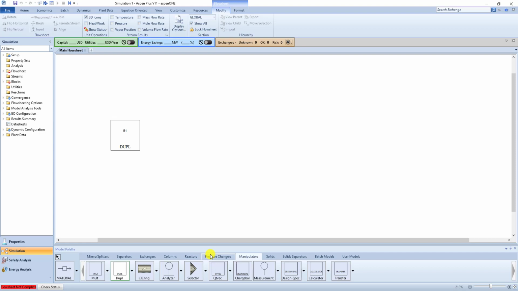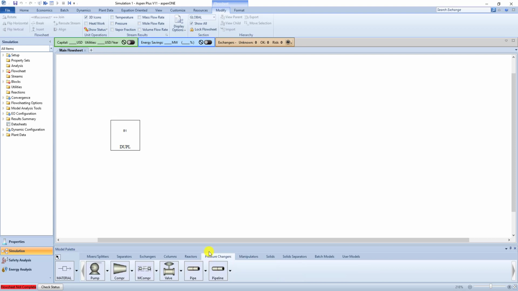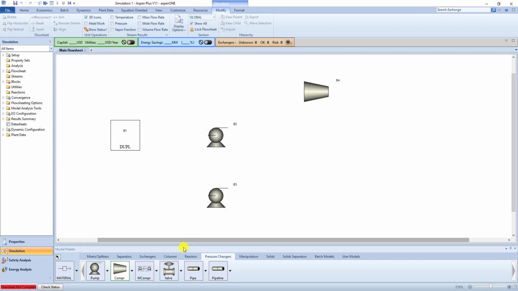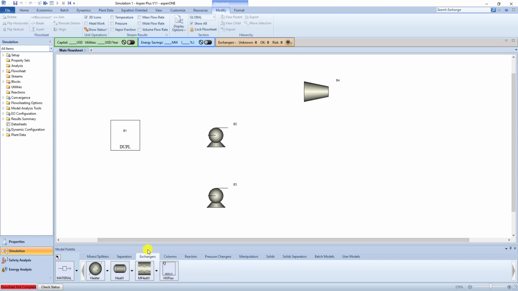So coming back, under pressure changers, we have pumps and compressors. So we have a pump in process 2 and 3, and a compressor in process 1. And under exchangers, for now, we simply just want a heater and not a heat exchanger. And here's the reason why.